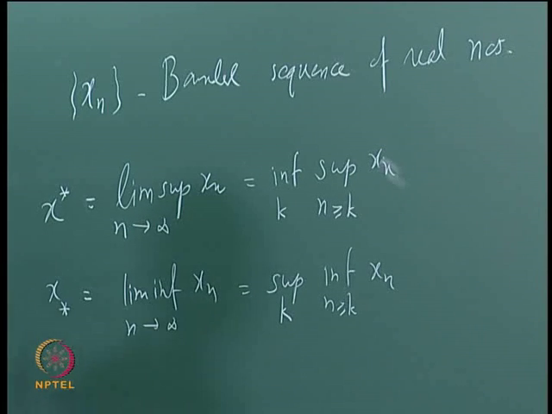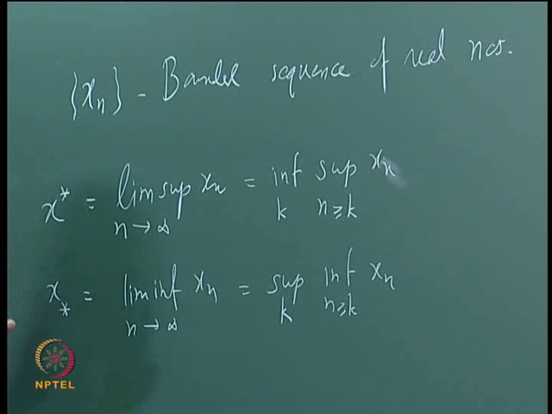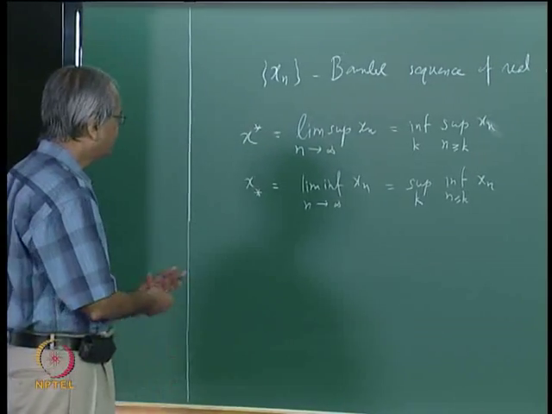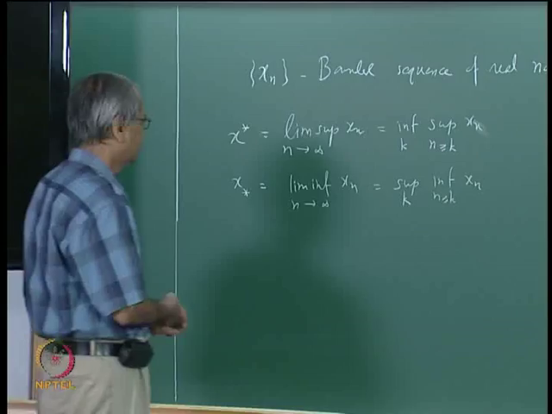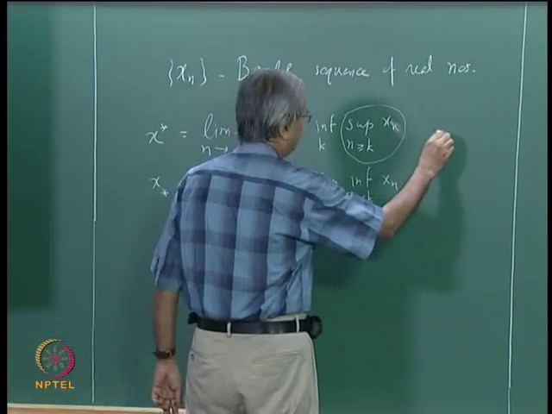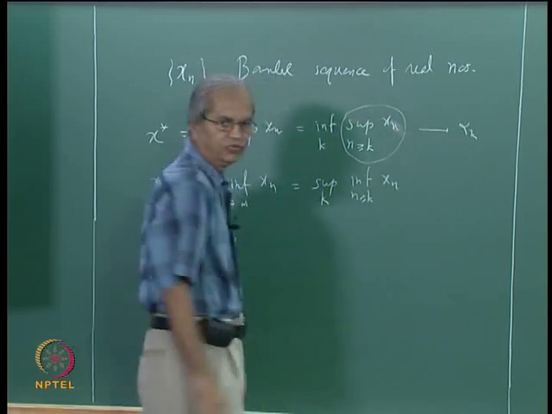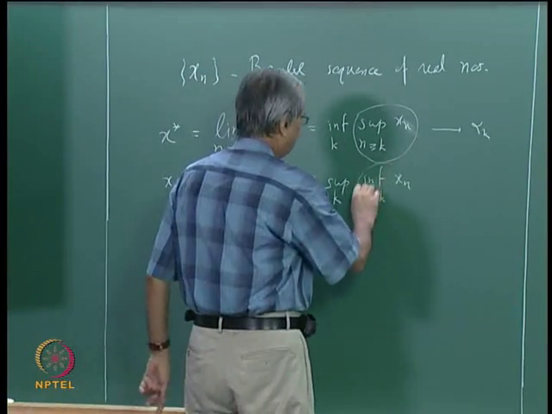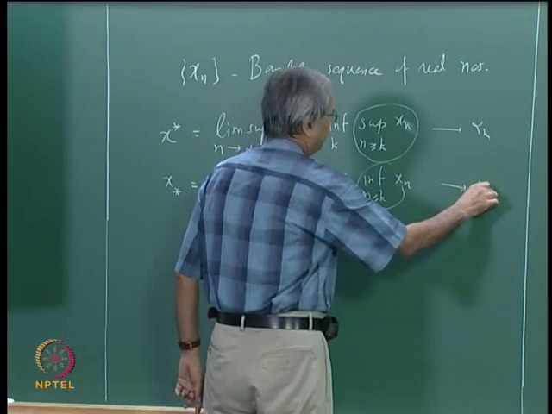What we have seen is that the sequence may or may not be convergent, that is, the limit may or may not exist, but once the sequence is bounded these two numbers will always exist. Limit superior and limit inferior will always exist for every bounded sequence. Now let us see a few properties of these two numbers. First of all, remember we had denoted the supremum of xn for n bigger than or equal to k as alpha k, and similarly the infimum of xn for n bigger than or equal to k as beta k.